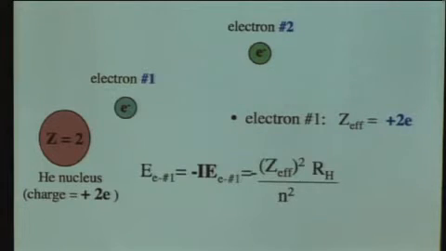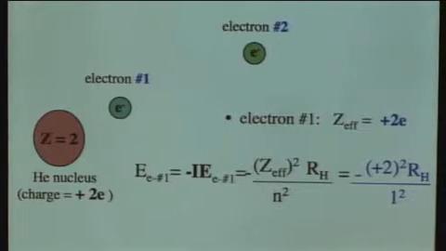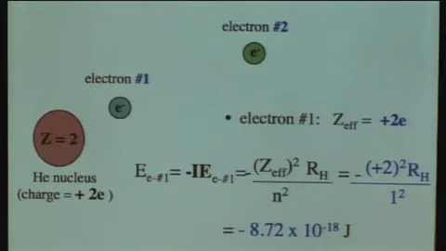Again, we can just plug this into our equation. If we write in our numbers, saying Z effective is equal to 2, we get -2 squared RH, all divided again by 1 squared. We're still talking about a 1s orbital here. If we do that calculation, we find that the binding energy in this case, where we have no shielding, is -8.72 times 10 to the -18 joules.